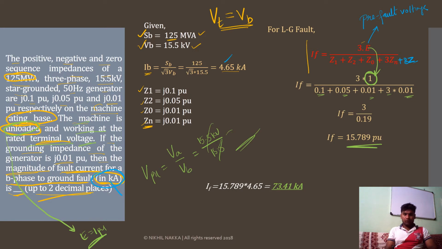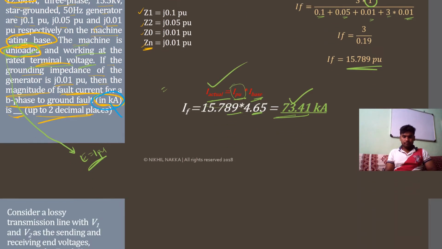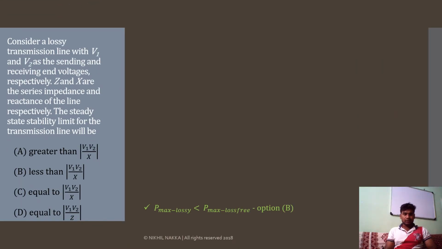So what should I do next? I got the fault current in per unit. I need to convert it into actual. So what relation should be used? I actual is equal to I per unit into base, because per unit is equal to actual by base. Using that relation, I got this value for I actual, per unit into base. 73.41 kiloamperes is your right answer. Hope you understood. Let's take the next question.